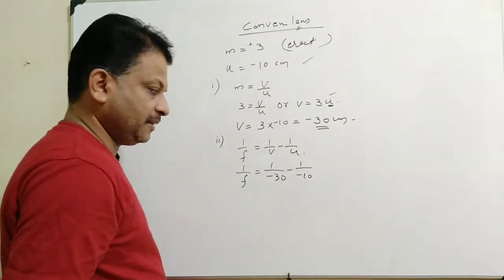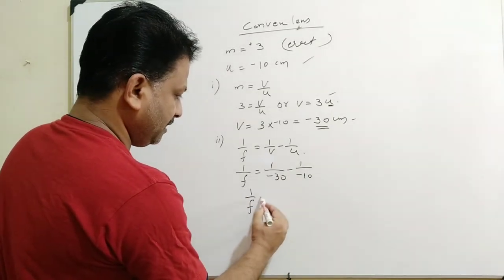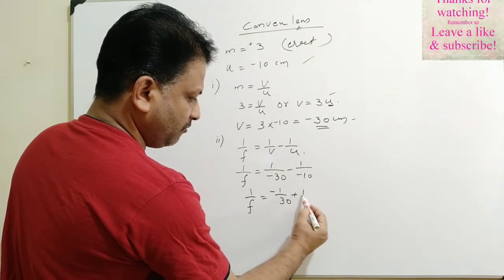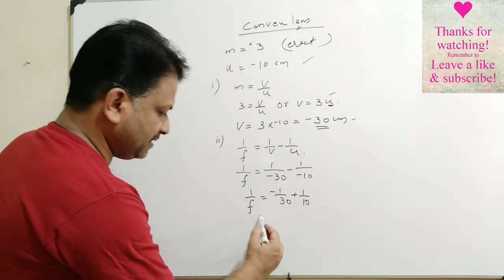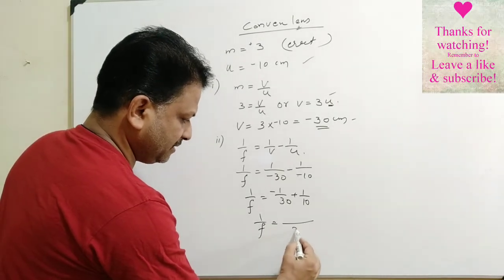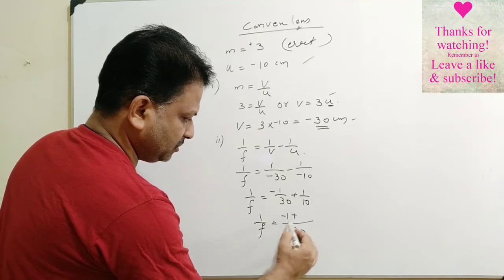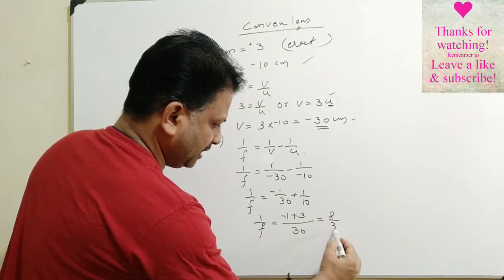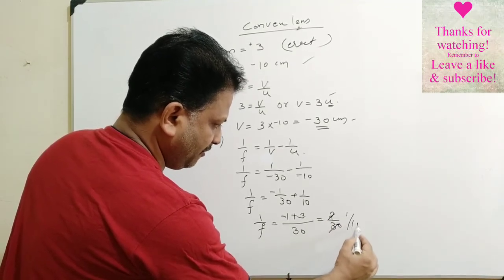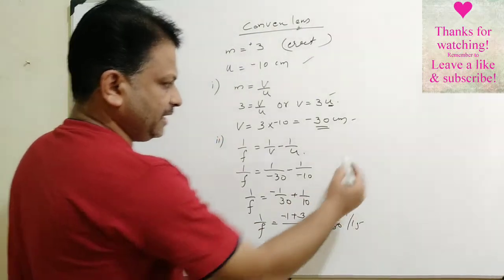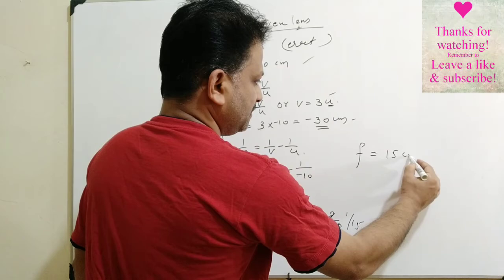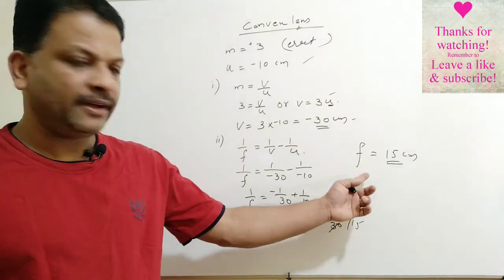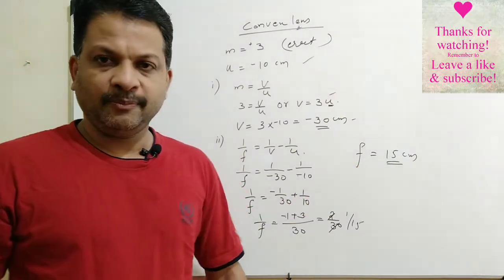Minus 10. So 1 by f is equal to minus 1 by 30, minus of minus becomes plus 1 by 10. Take out the LCM. 1 by f is equal to, LCM is 30, minus 1 plus 3, that is equal to 2 by 30, that is equal to 1 by 15. So 1 by f is equal to 1 by 15, f comes out to be 15 centimeter. So the focal length is 15 centimeter. This is the case of a convex lens. Focal length is always positive.